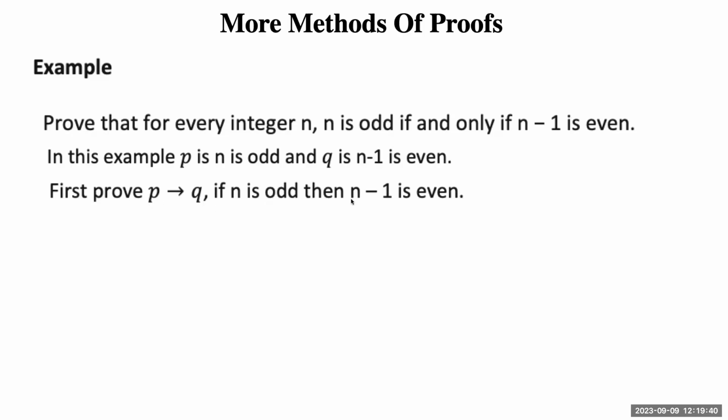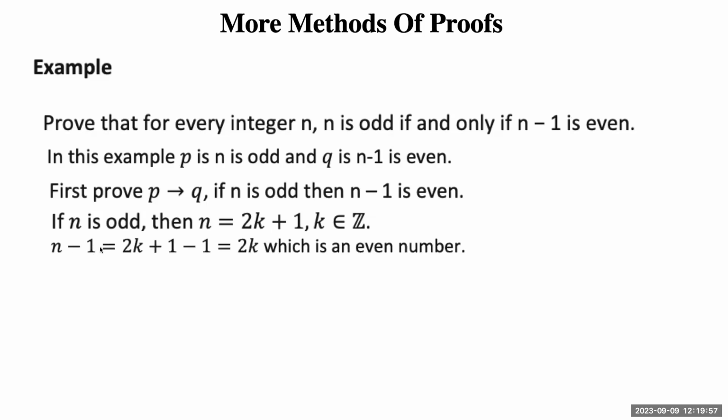That is, if n is odd, then n minus 1 is even. So prove that first. We can do direct proof on that. Because if n is odd, then n is 2k plus 1, and k is an integer. Okay. So what's n minus 1? N minus 1 is n, which is 2k plus 1, subtract 1, which cancels the 1s. You end up with 2k. And that's our definition of an even number, 2k where k is an integer. So we showed that if n is odd, n minus 1 is even.